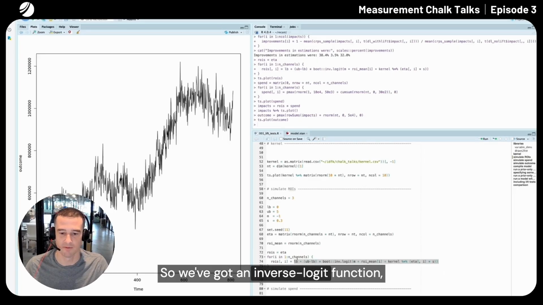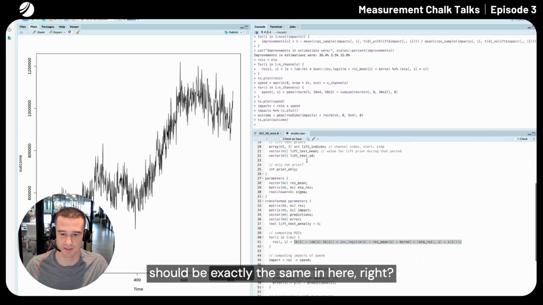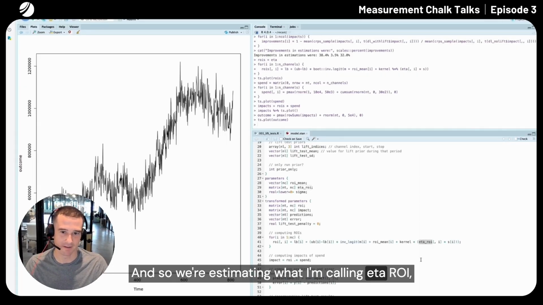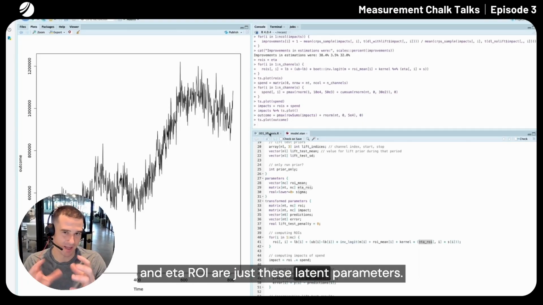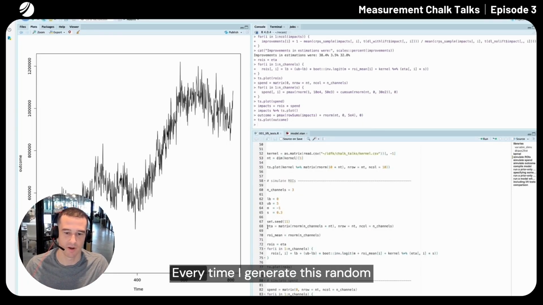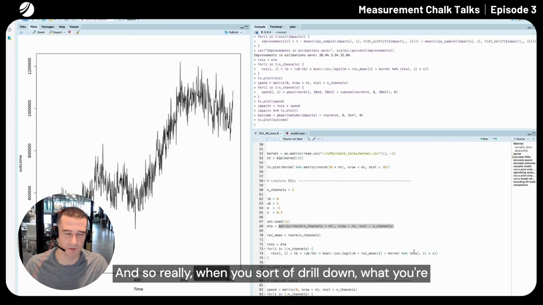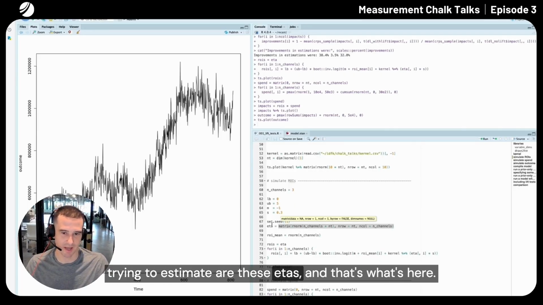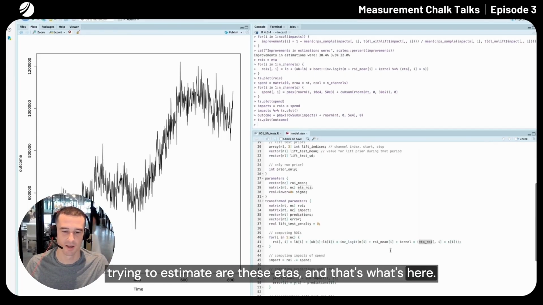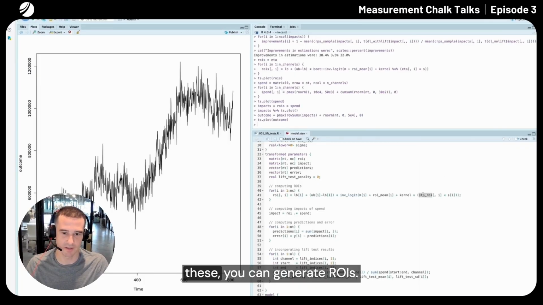So we've got an inverse logit function, a lower bound and upper bound. We're multiplying by a kernel. We have some overall mean within this inverse logit that we think is true for all channels. We've got a channel specific mean, and that should be exactly the same in here, right? And so we're estimating what I'm calling eta ROI, and eta ROI are just these latent parameters, and that's the same as here, right? Every time I generate this random data, I can get a path of ROIs here. And so really when you drill down, what you're trying to estimate are these etas. And that's what's here.